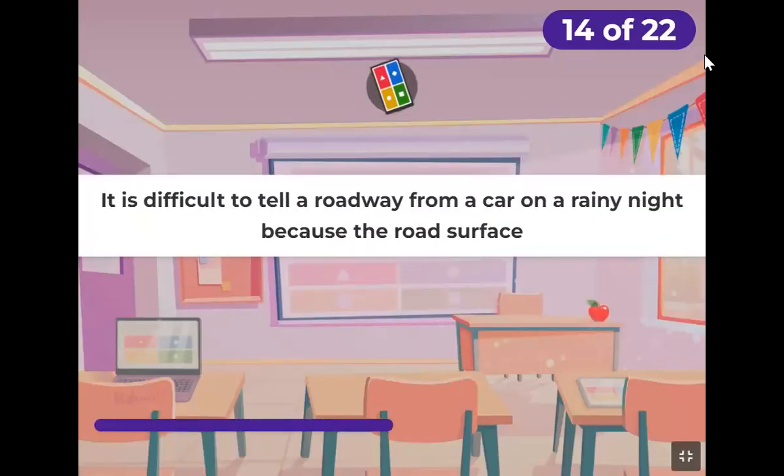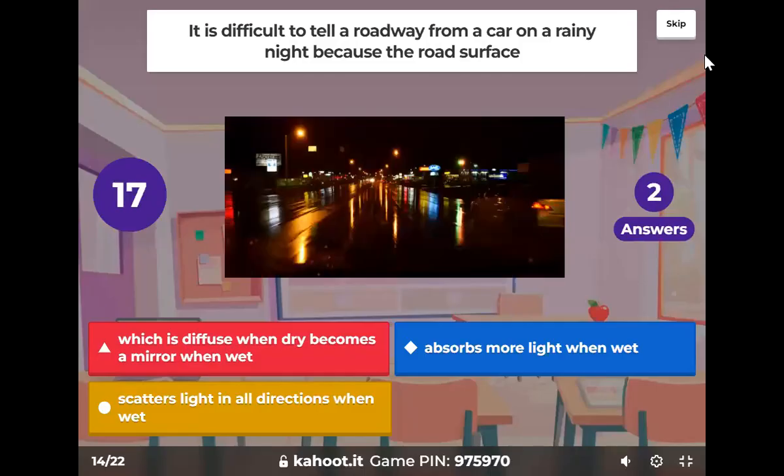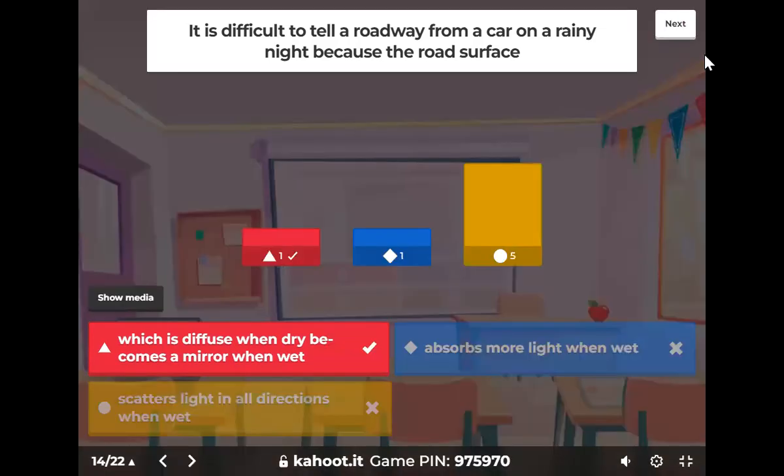Difficult to tell a roadway from a car on a rainy night because the road surface. Okay, so what we're looking for is diffuse when it's dry, it becomes a mirror when wet. Anything that's diffused, like most surfaces in this room, light hits them and they don't act as mirrors. You can stand in any position, they kind of look the same.